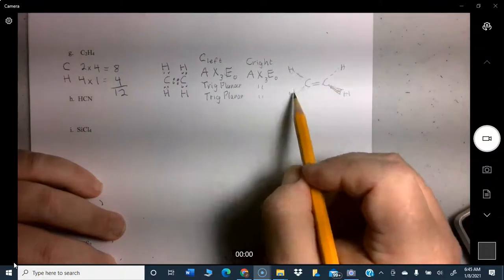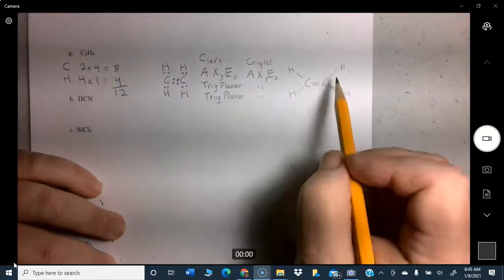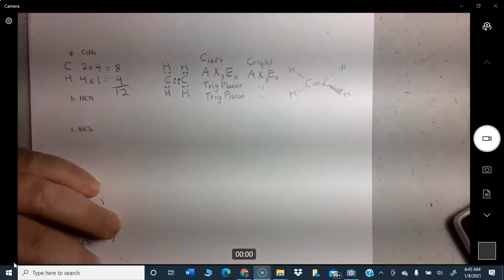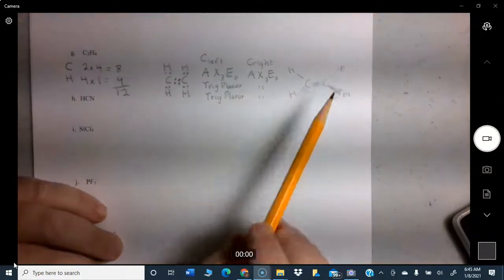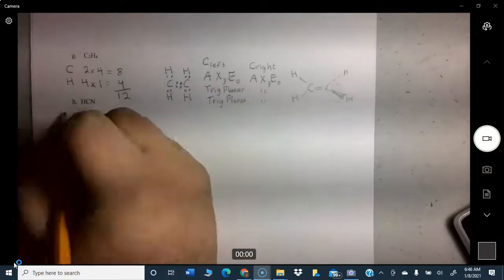So this is going up and down on the page. This one's going back and forth like that. But that's the best we can do to draw it. This one's coming out at you, this one's going away from you. Again, these want to spread out as much as possible, and so that's how they would do that. All right, let's keep going.